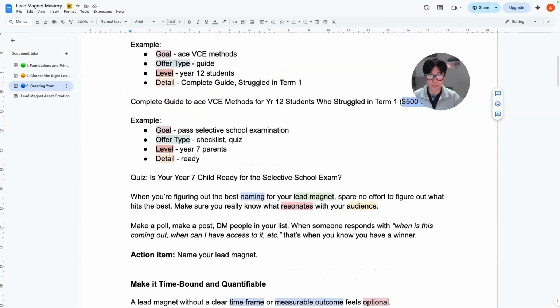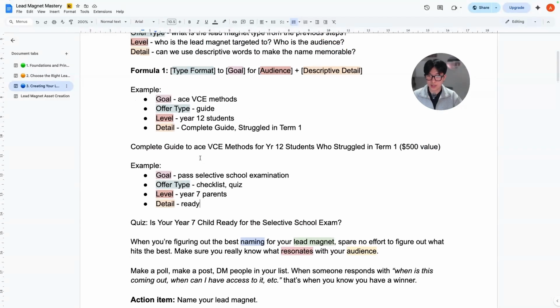Another example, the goal. We want them to pass the selective school examination. The offer type, it's gonna be a checklist or a quiz. The level is for year 7 parents, and the detail is, are they ready? Are you sure you're ready? We'll put this together. So the checklist, quiz, type format, quiz, colon. The goal is to pass the selective school exam.